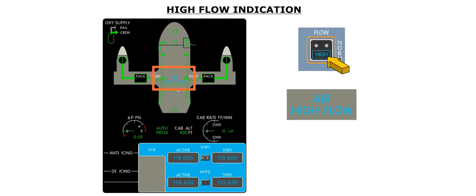If the flow push button is pressed in, the packs will be delivering high flow. This is indicated by a cyan air high flow label in between the two packs.